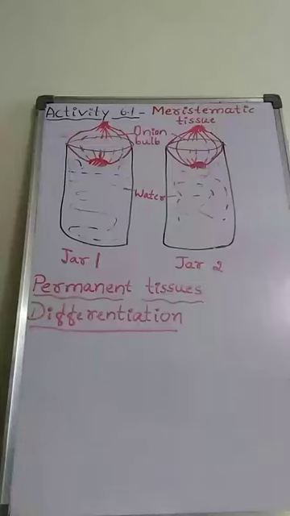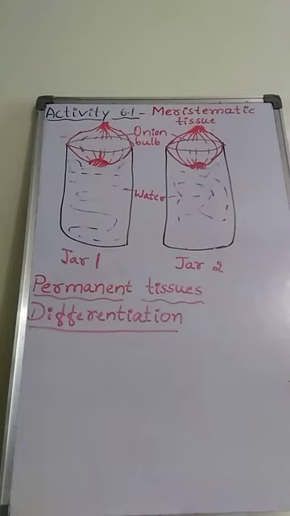In the last class we discussed meristematic tissues. The cells of meristematic tissues have the capacity of dividing. There are three types of meristematic tissues: apical meristematic tissue, intercalary meristematic tissue and lateral meristematic tissue.